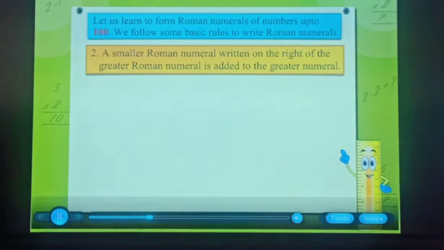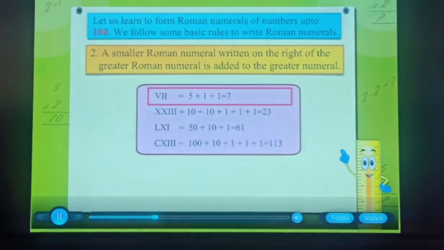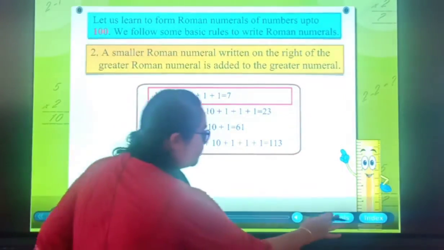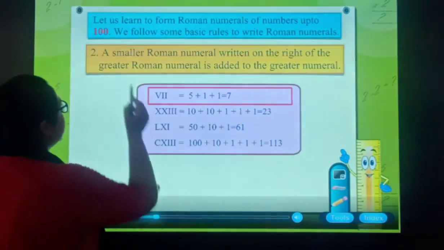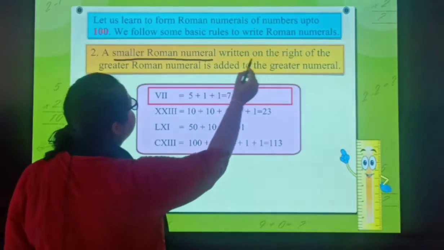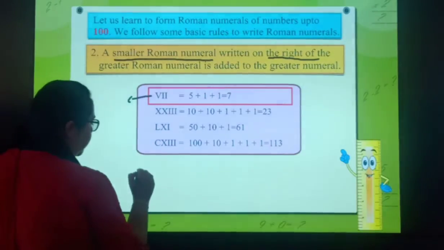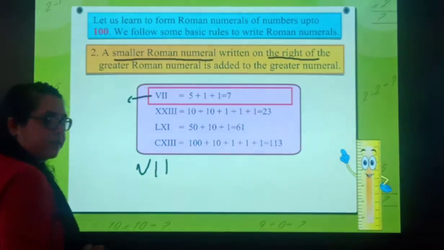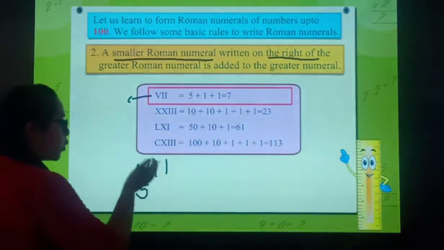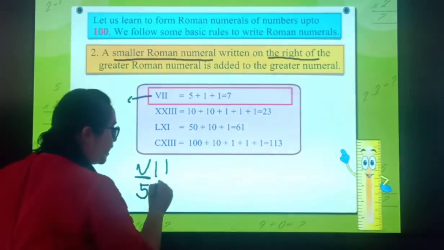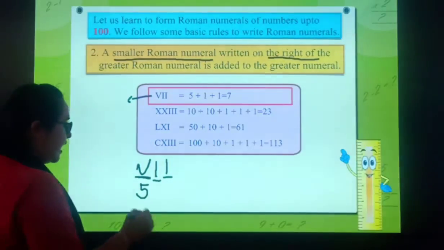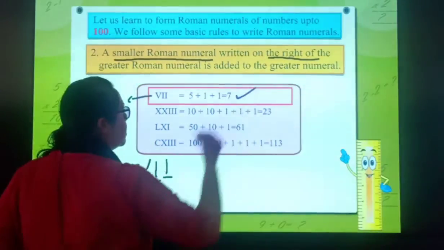A smaller Roman numeral written on the right of the greater Roman numeral is added to the greater numeral. See, let's have a look at this example. VII. V stands for 5. Means कोई भी बड़े नंबर के बाजू में कोई भी छोटा न्यूमरल होगा तो वो ऐड होगा. Like 5 plus 1 plus 1 equals 7.